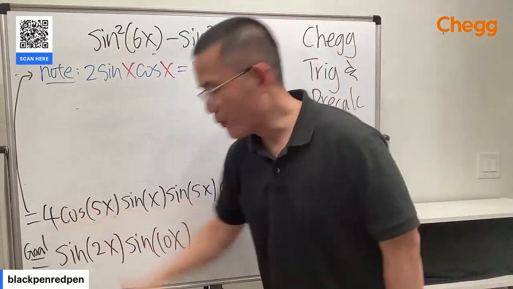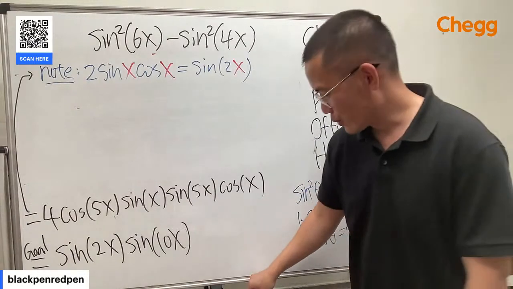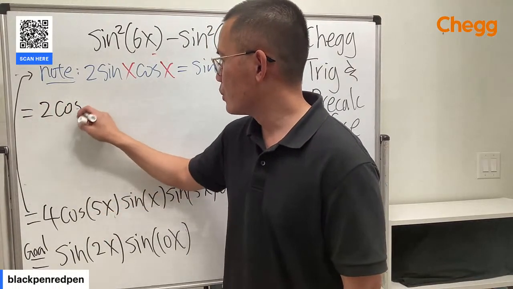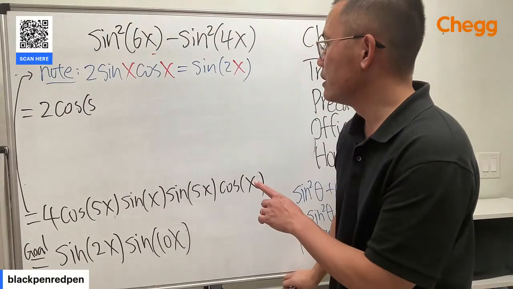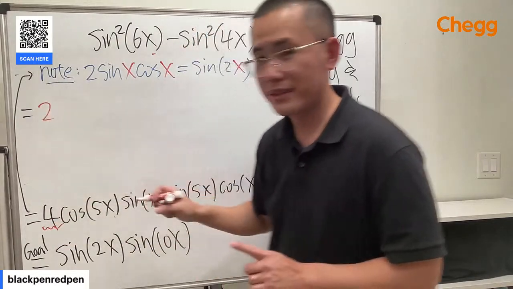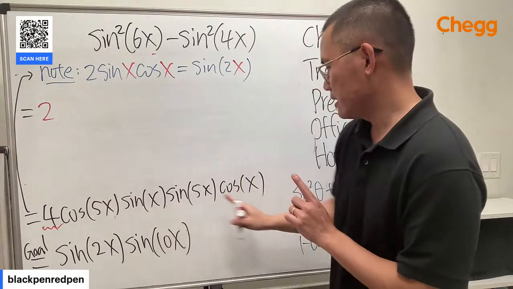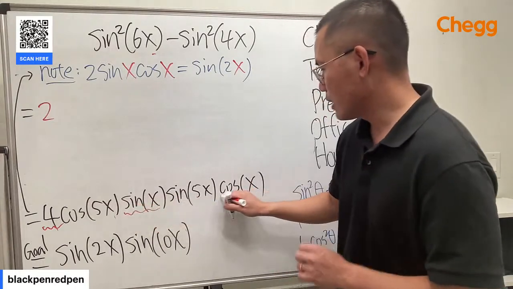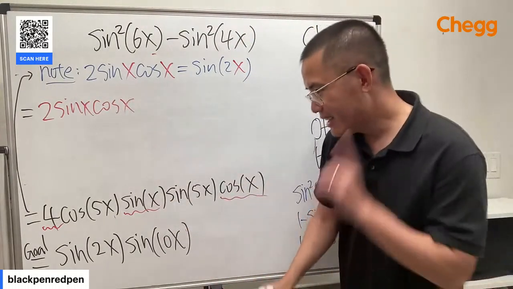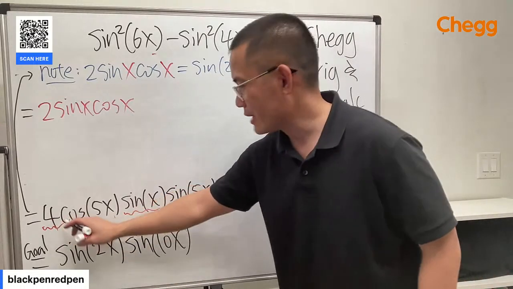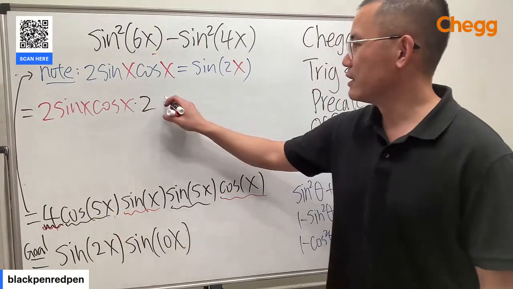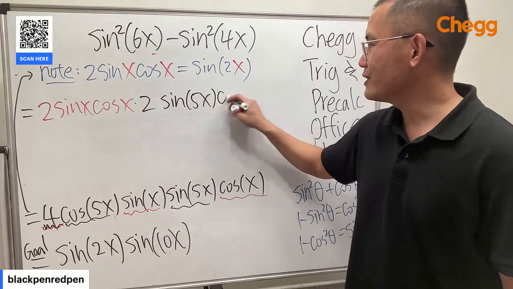So instead of this 4, I'm going to break them apart into 2 and 2. Have a look. I'm going to first break down the 4 right here as 2 times 2. And I'm going to pair up the sine x and the cosine x, because I have it here, and I also have it here, right? So it's 2 sine x, cosine x. And then, again, we have another 2 right here. And then we have the cosine 5x, sine of 5x. So I'm going to write it as sine of 5x, cosine of 5x.